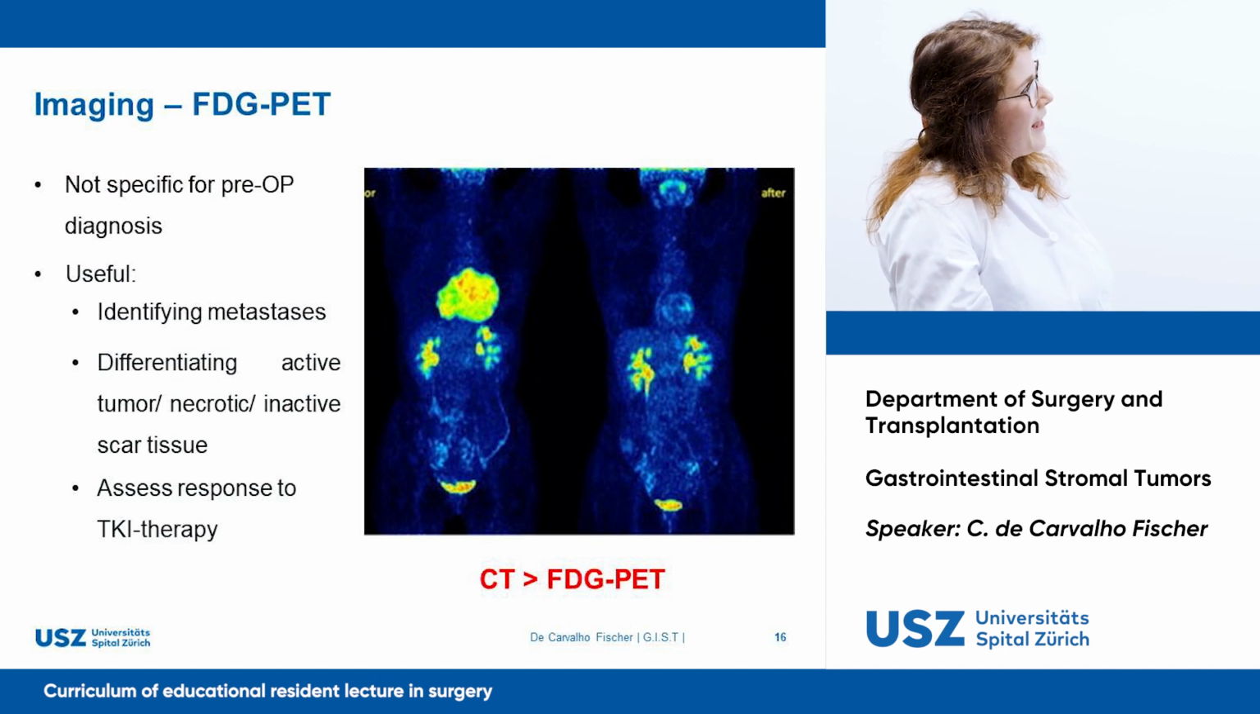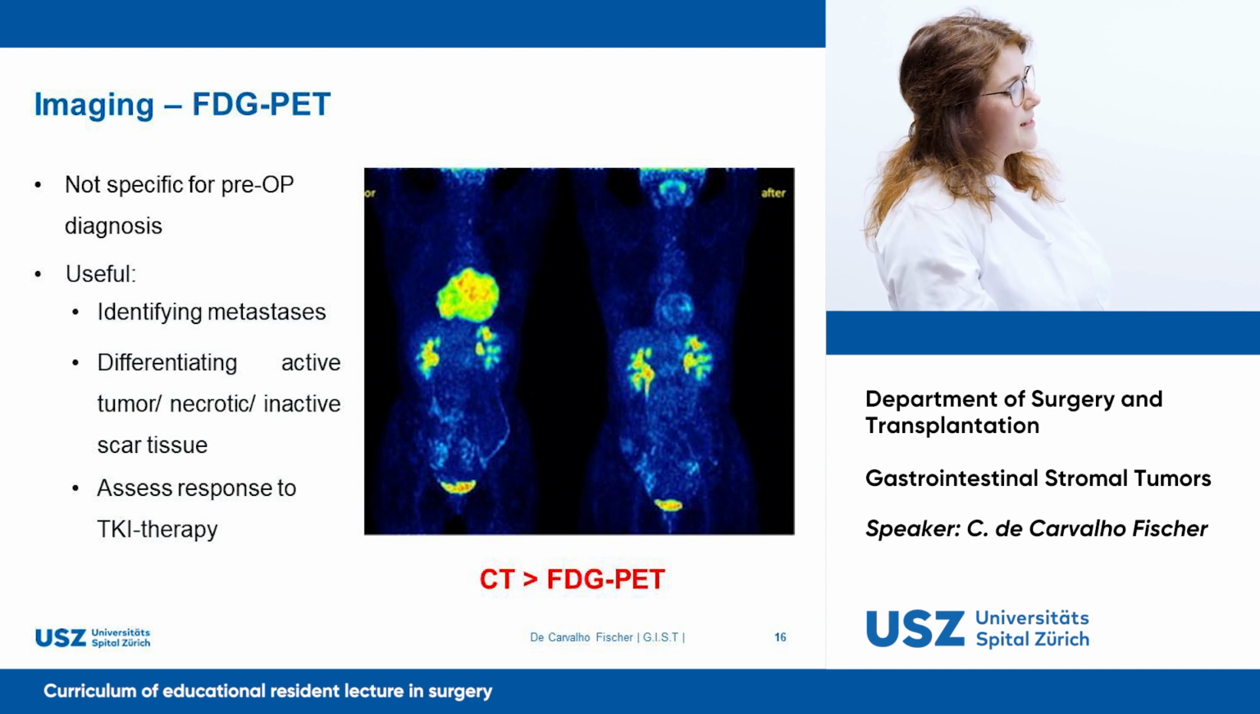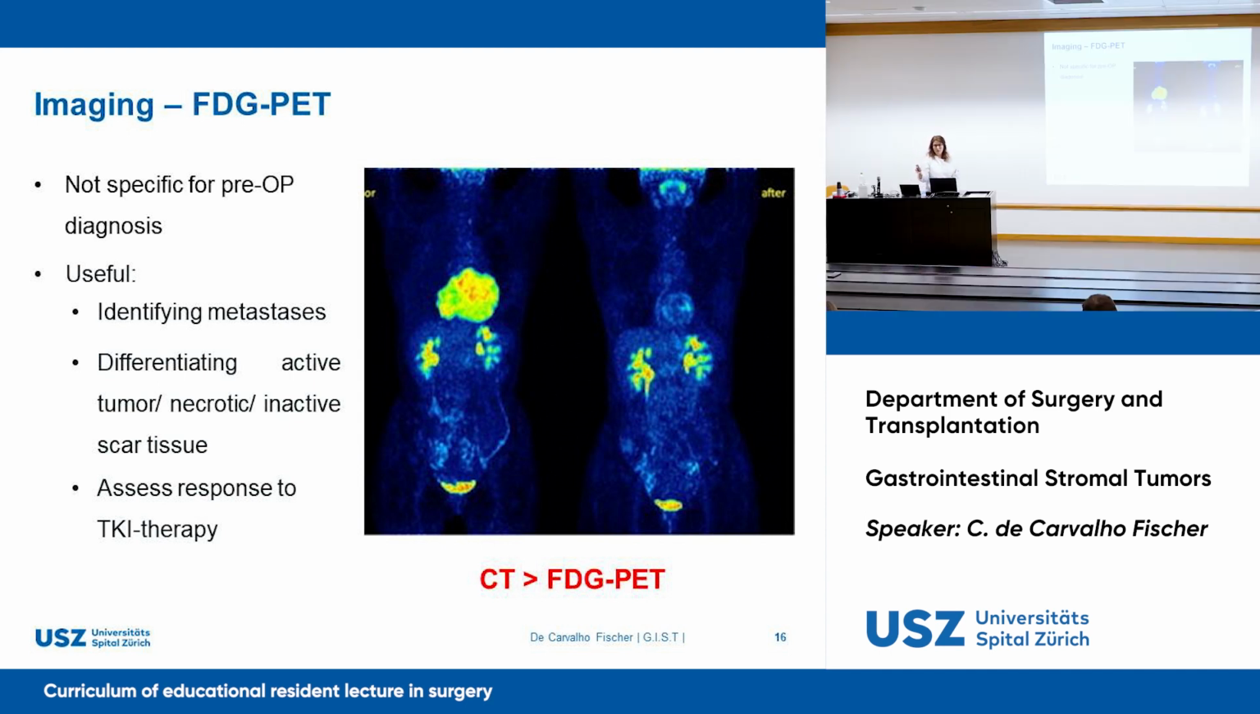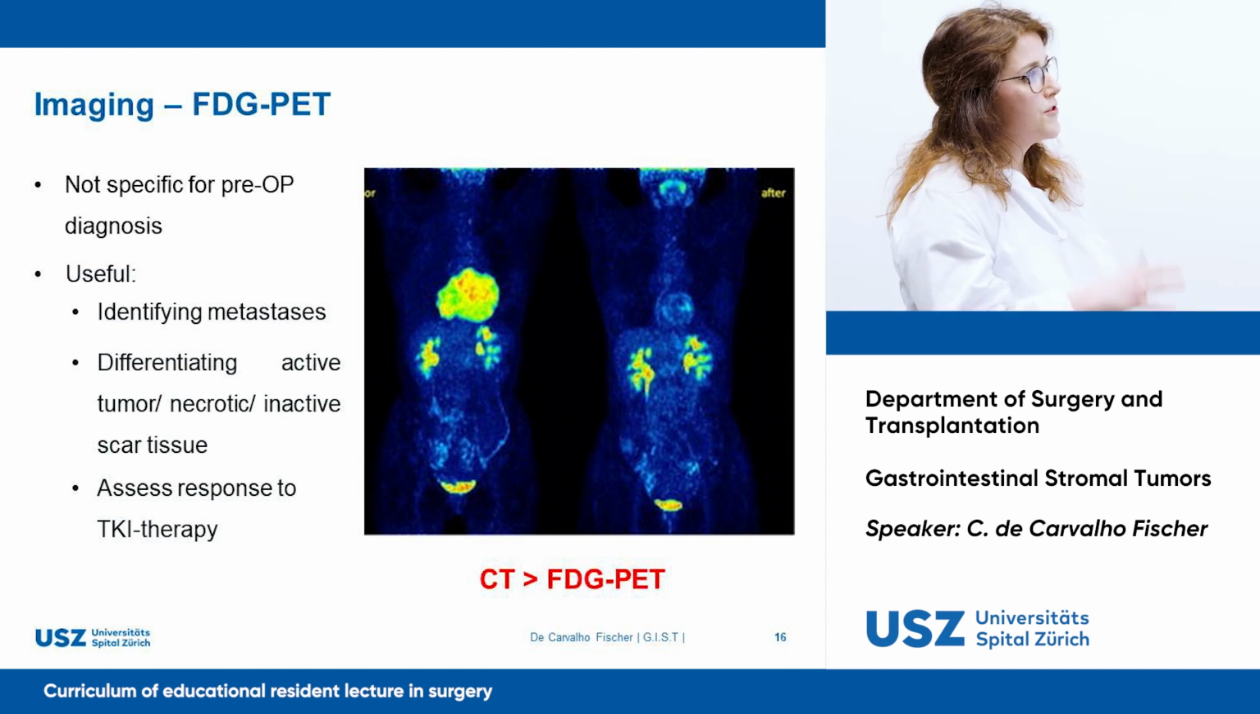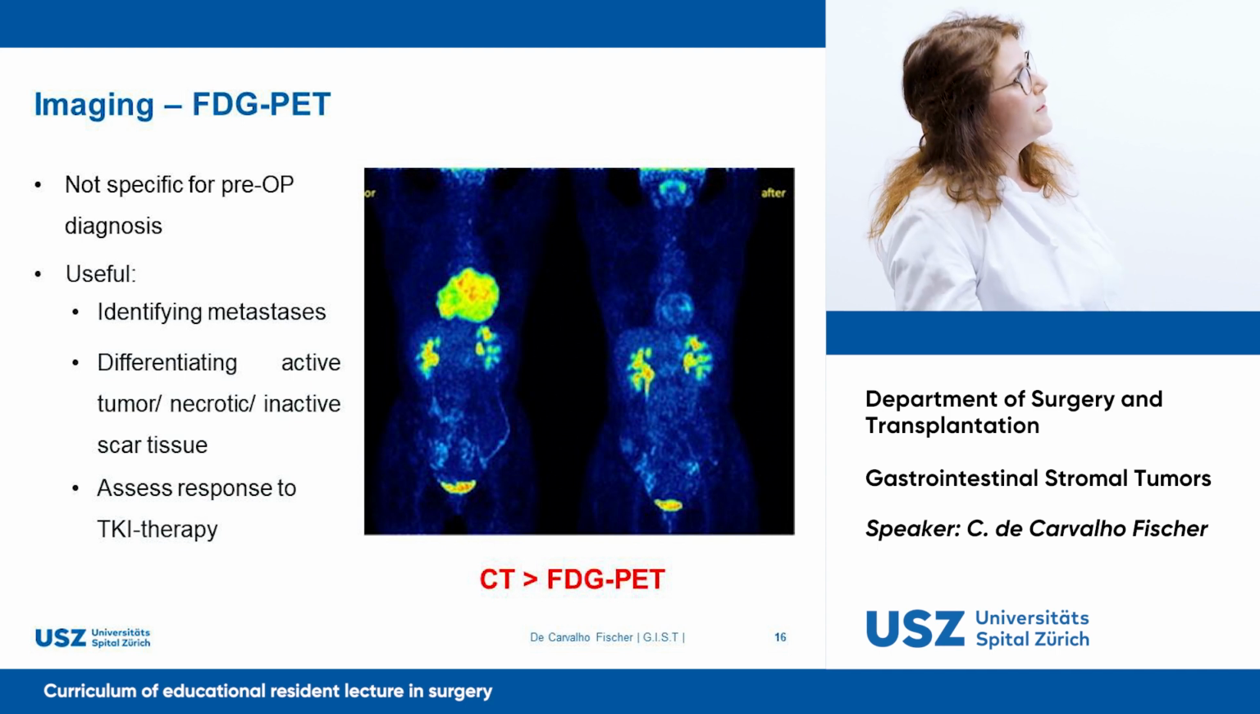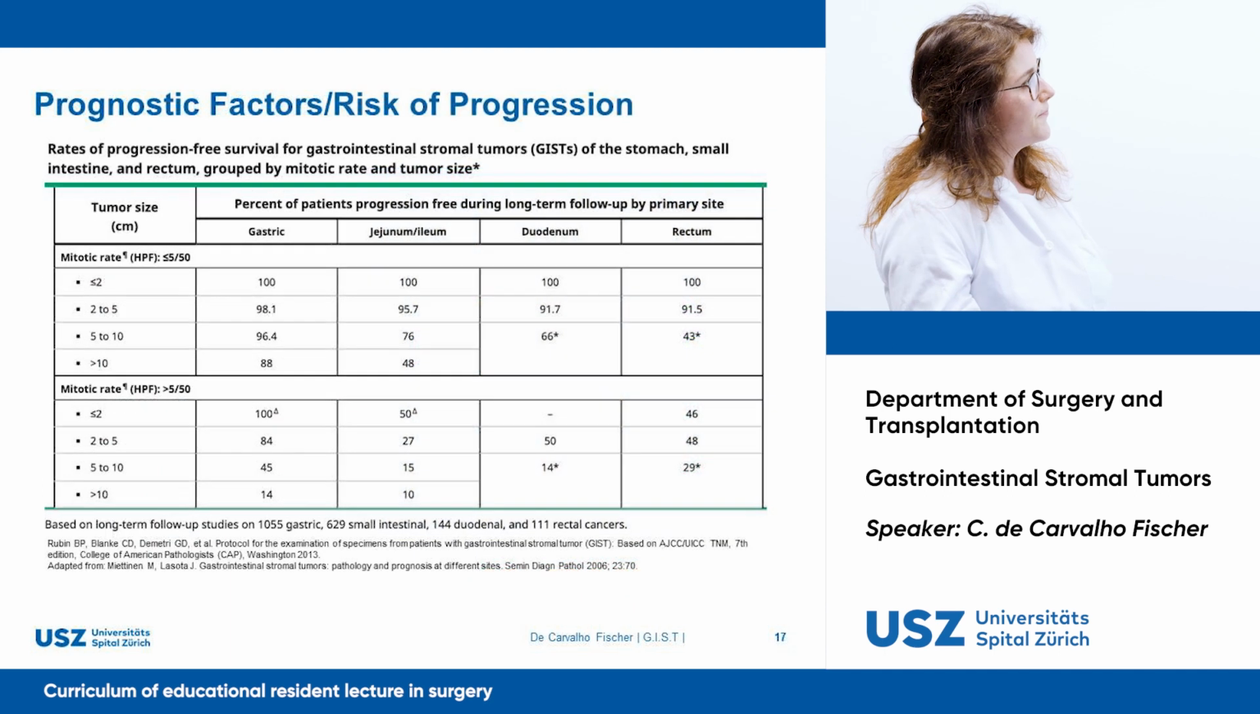A PET scan is really a supportive modality in this case. It's less specific than a CT scan for diagnosis and even for assessing response to tyrosine kinase inhibitors, for example. However, it can be useful in identifying metastases and showing us what's tumor and what isn't, and also as a supportive imaging for assessing response. So again, CT is to be preferred over a PET scan.